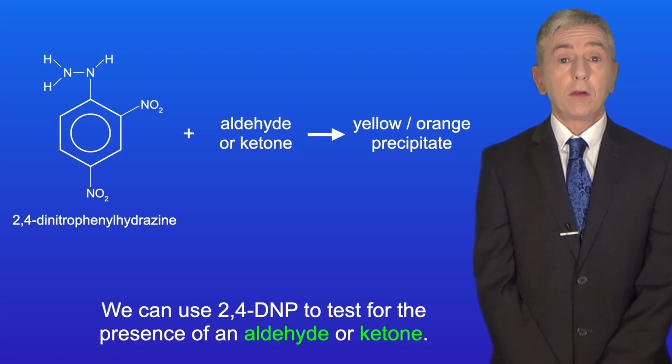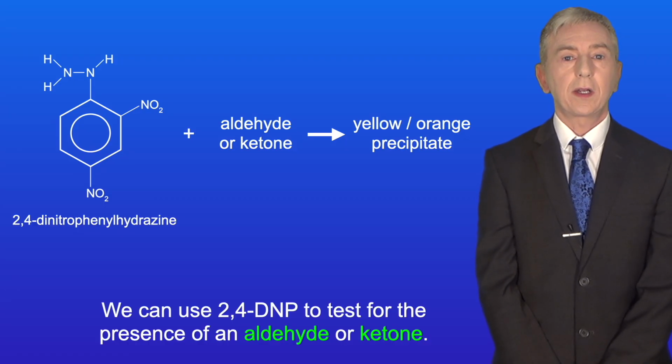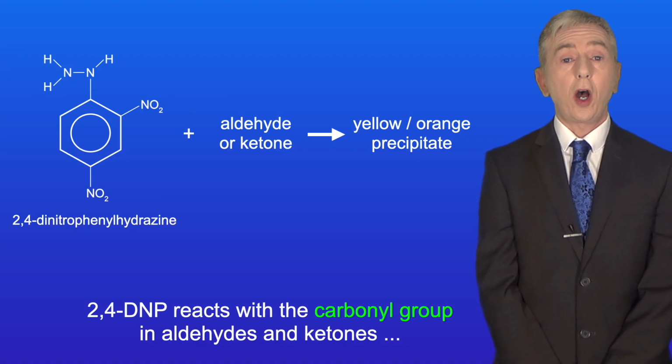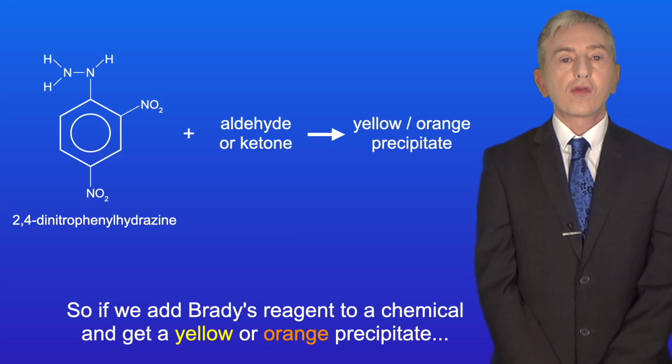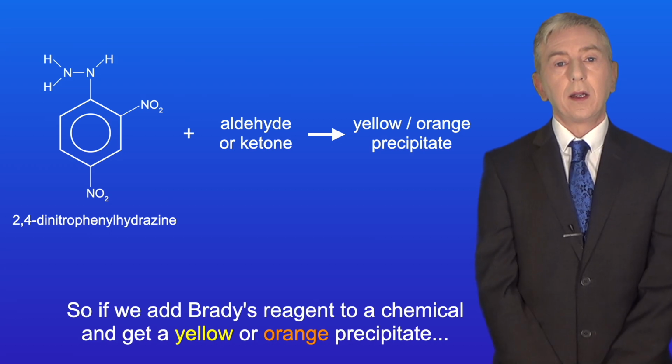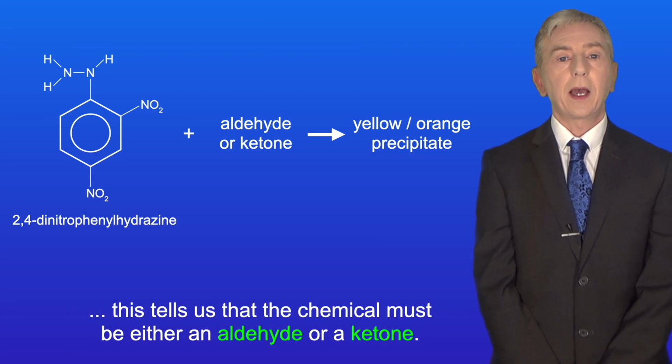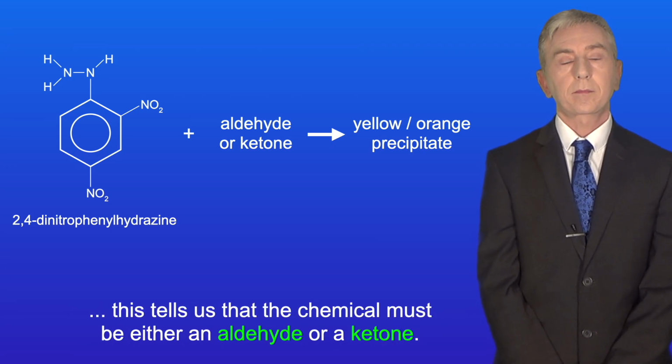Now we can use 2,4-DNP to test for the presence of an aldehyde or ketone. 2,4-DNP reacts with the carbonyl group in aldehydes and ketones to form a yellow or orange precipitate. So if we add Brady's reagent to a chemical and we get a yellow or orange precipitate, this tells us that the chemical must be either an aldehyde or a ketone.